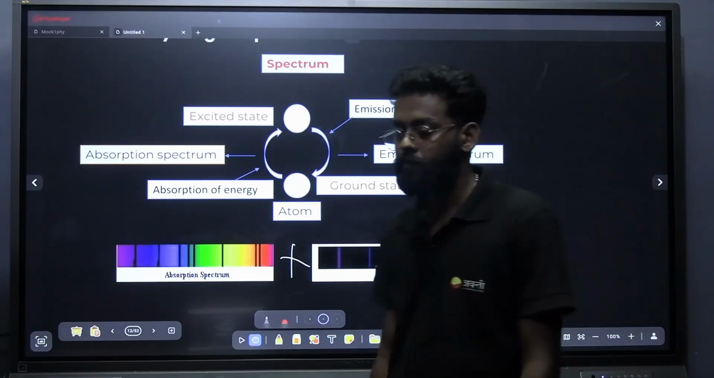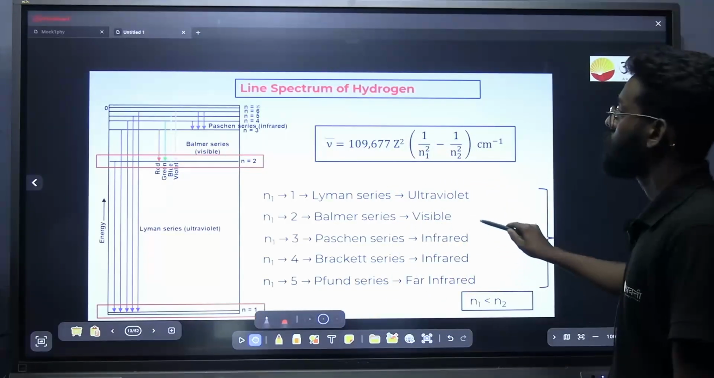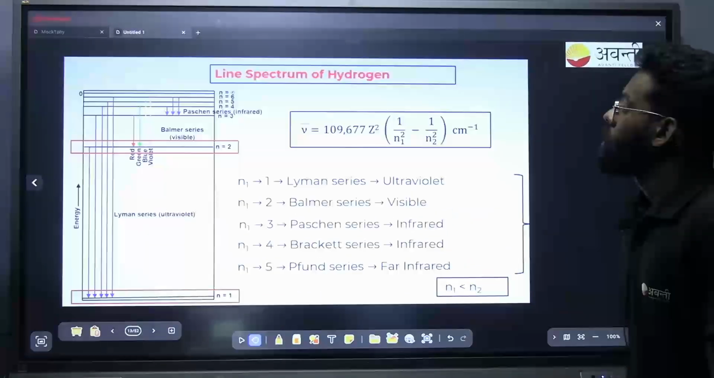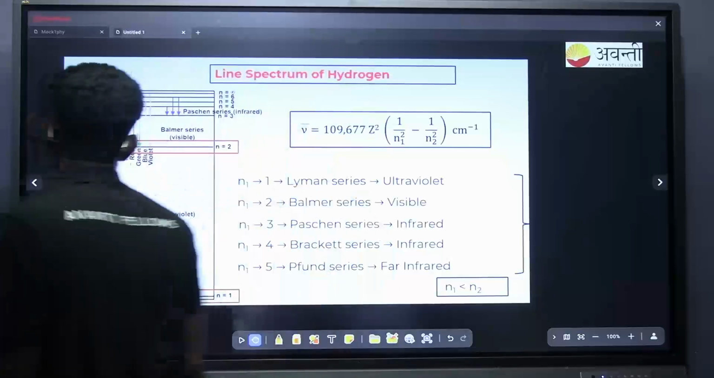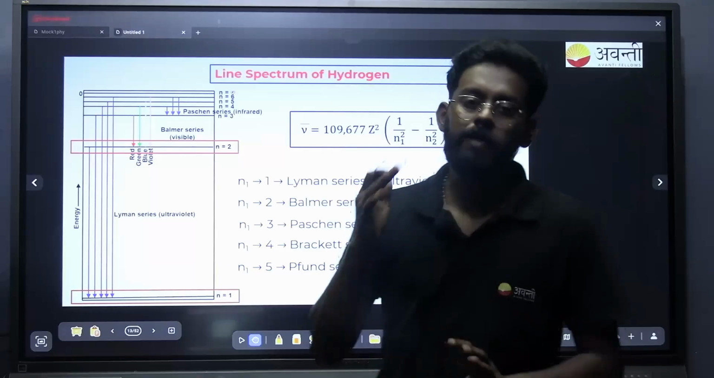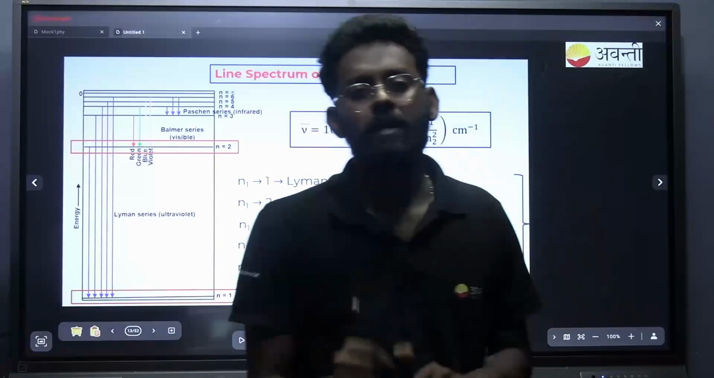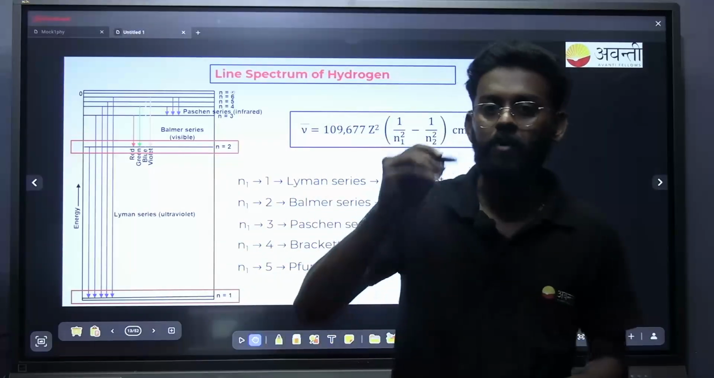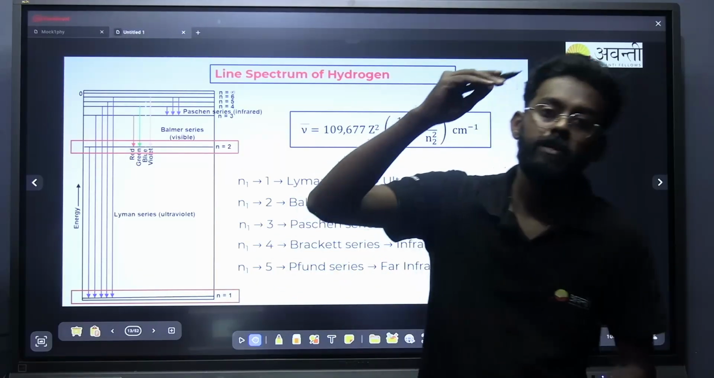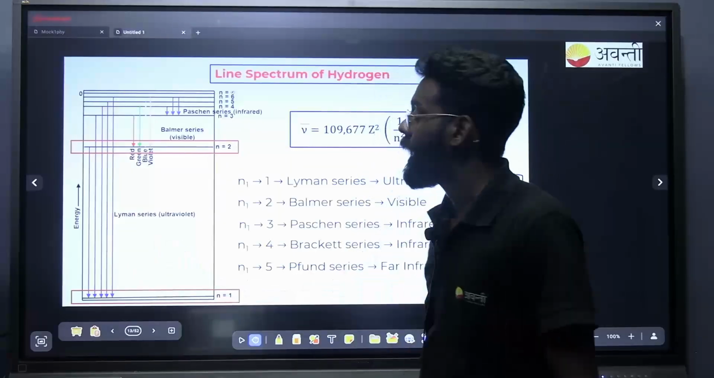Now we will be moving into the important part, that is the line spectrum of hydrogen. We already said, I am taking a hydrogen atom, and this hydrogen atom is irradiated with some radiation. When I am irradiating the hydrogen atom with some radiation, the electron will be jumping to the higher level, and the electron in the higher level will jump back to the lower level, right? That is what the hydrogen spectrum is.